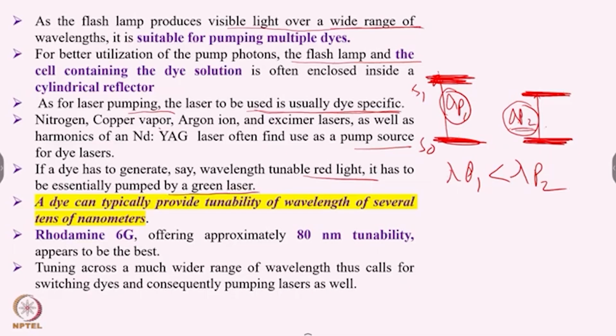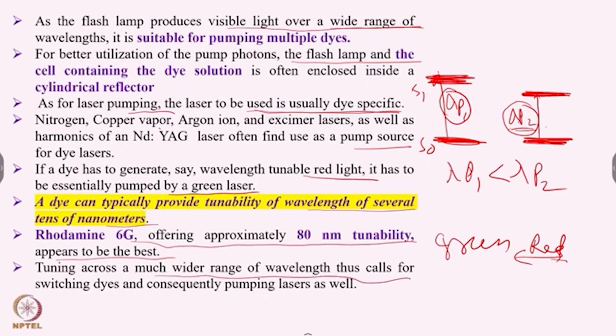So, if the dye gives tunable red output, then it has to be pumped by a wavelength which is shorter than this. Therefore, it can be pumped, say, by a green pump laser. A dye can typically provide tunability of wavelength of several tens of nanometers. Rhodamine 6G, offering approximately 80 nanometer tunability, appears to be the best. Tuning across a much wider range of wavelength thus calls for switching dyes and consequently the pumping laser as well.